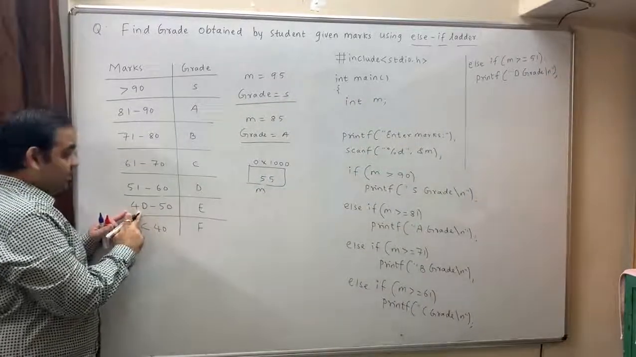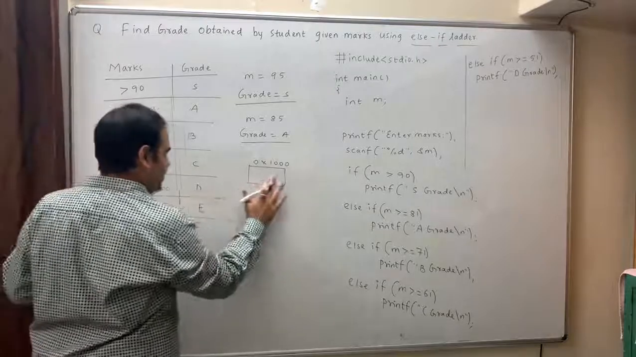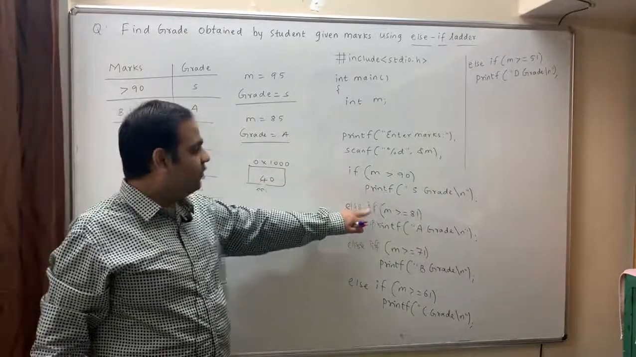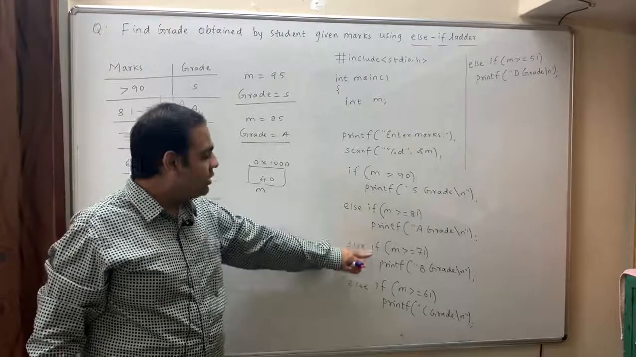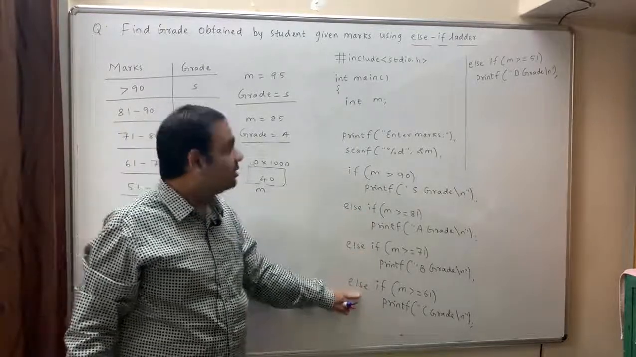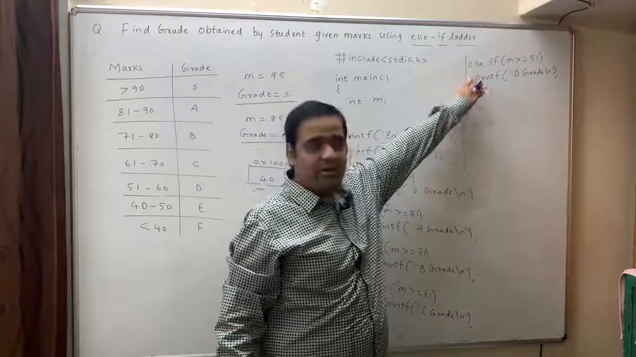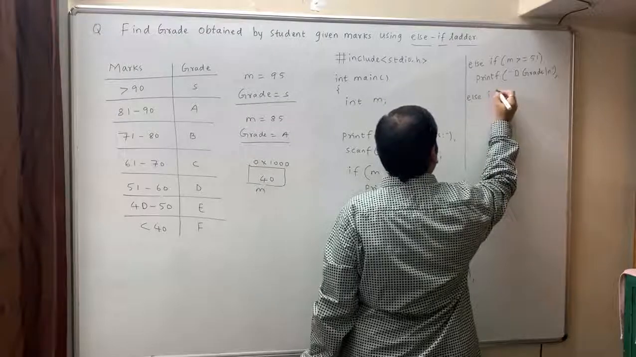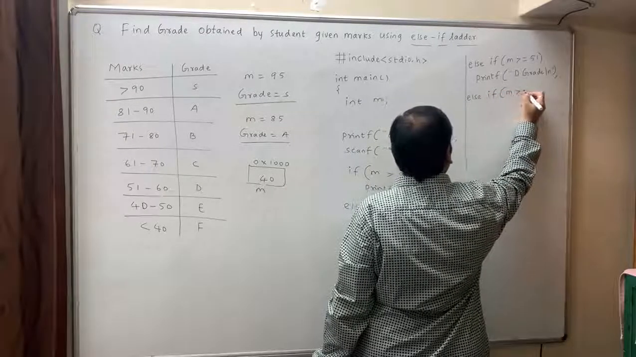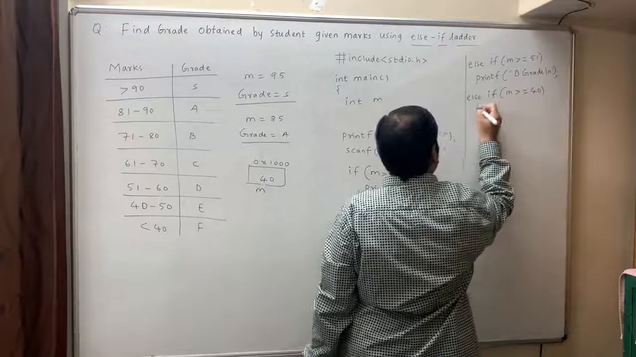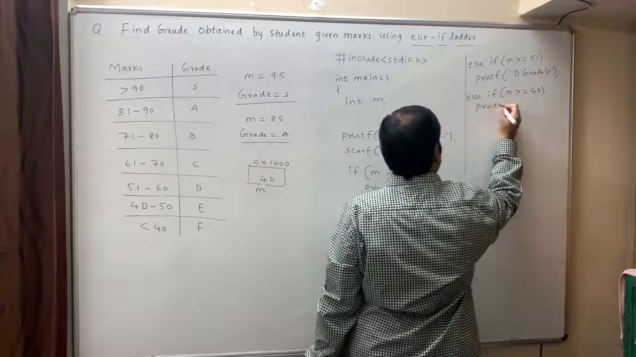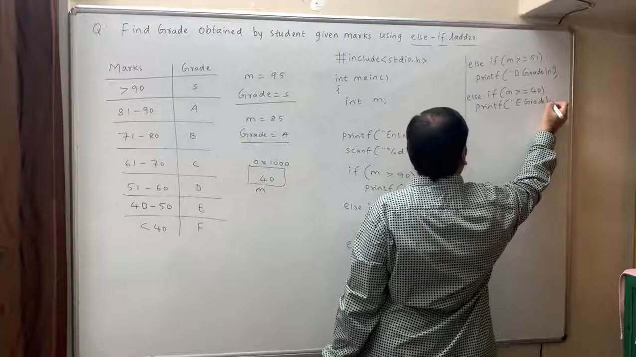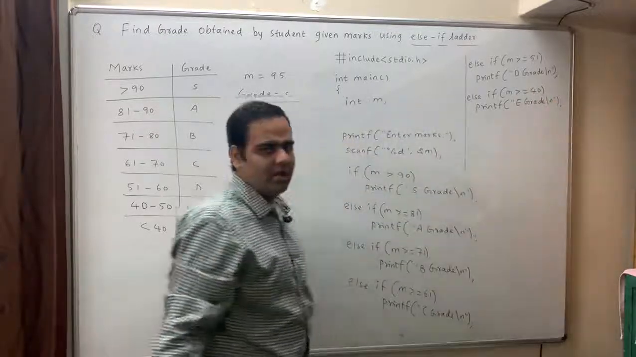It is greater than or equal to 40. It's not 41. Let's assume marks is 40. Okay, 40 greater than 90 false, greater than or equal to 81 false, greater than or equal to 71 false, greater than or equal to 61 false, greater than or equal to 51 false. Therefore, I write here else if marks greater than or equal to 40. Then what do we write over here? Printf E grade. Is that okay? And it will print E grade.